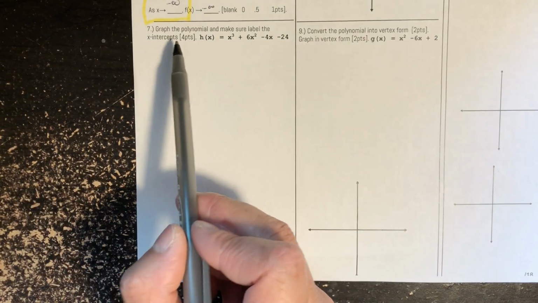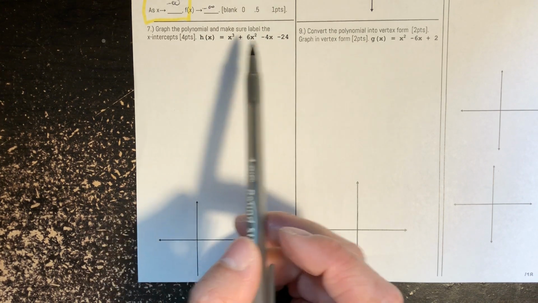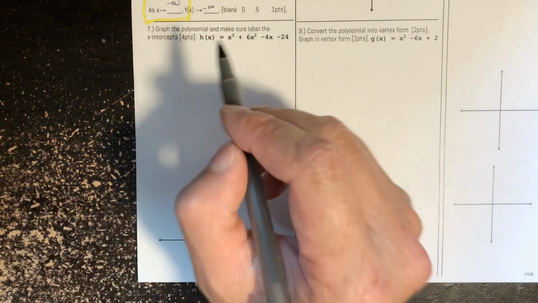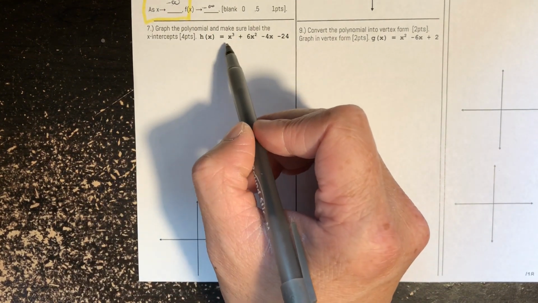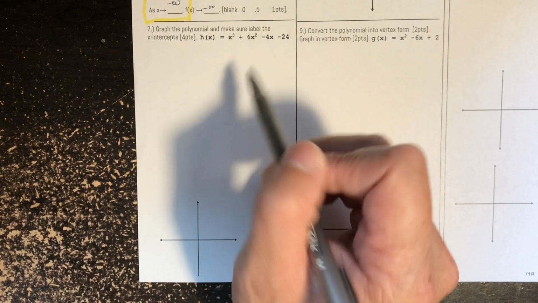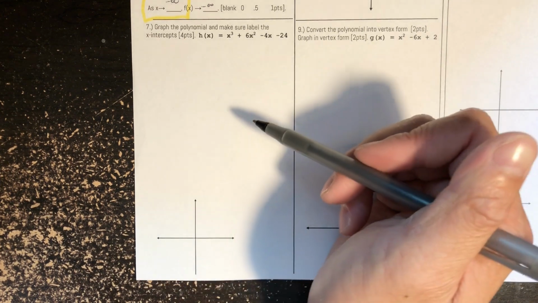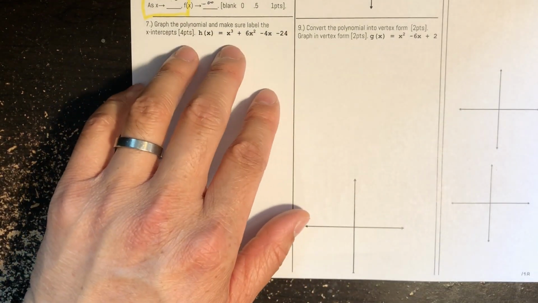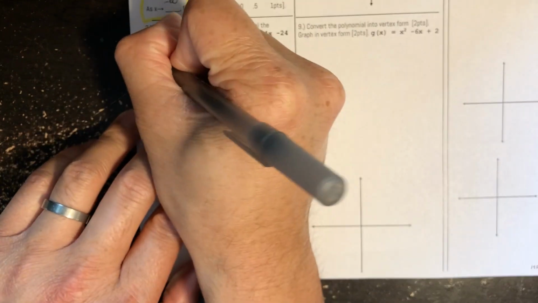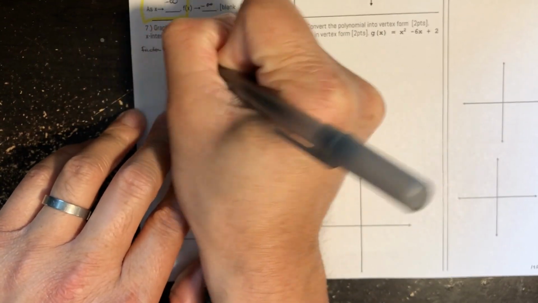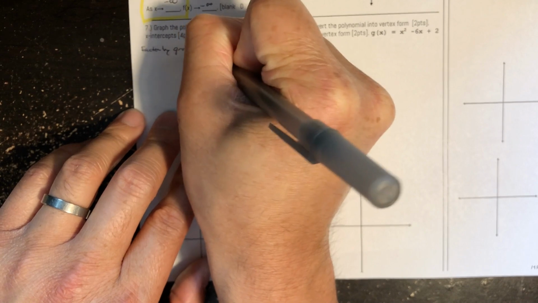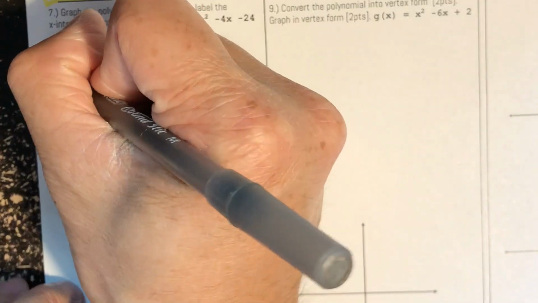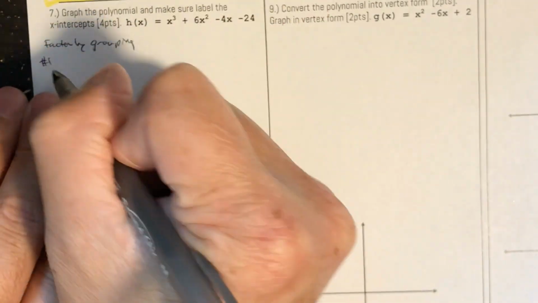Question number 7, graph the polynomial and make sure to label the x-intercepts. Okay. If you notice what we have here, we have 1, 2, 3, 4 terms, and if you look at your factoring flowchart, 4 terms, the only thing you guys know at this time of the quiz is to factor by grouping. Factor by grouping. Let me show you 2 ways to factor by grouping, and then you can pick one. Hopefully I showed you guys both of these methods.